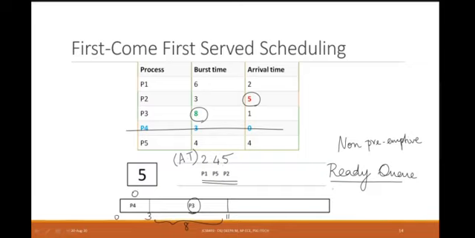So P4, the arrival time was 0. For your reference, the arrival time was 0 and P3 arrival time was 1. And after this, we will be putting P1, which had an arrival time of 2. And this will go on till a burst of 6. So here again, I am going to add 6 more units. So 11 plus 6, I will be going on till your 17th unit.